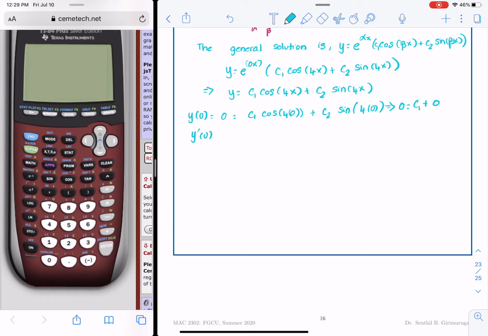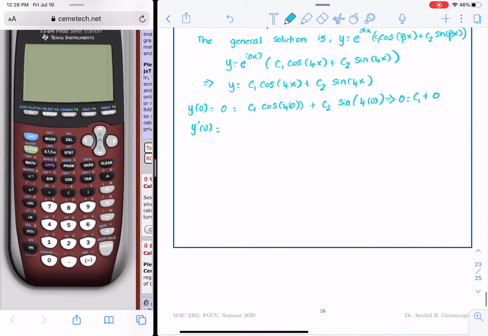Y prime of 0 is negative 2. So we need to find y prime first. Y prime is negative 4 C1 sine 4x plus 4 C2 cosine 4x. Plug in the initial conditions. Negative 2 is equal to negative 4 C1 times 0 plus 4 C2 cosine 4 times 0.